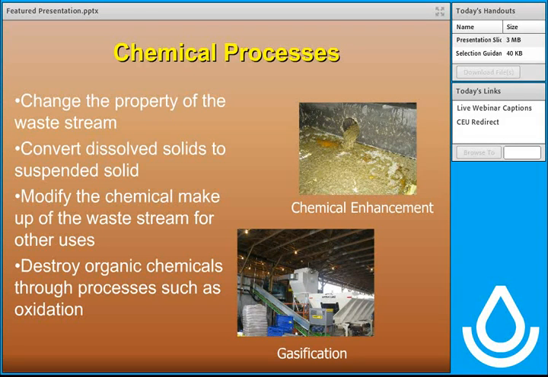Again, in our pictures, we see a couple of these different chemical processes. In the first, we have a dairy operation in which chemicals are added, like a metal salt or a polymer, and they coagulate the manure where much of the dissolved solids can then be removed through a solid-liquid separation process.